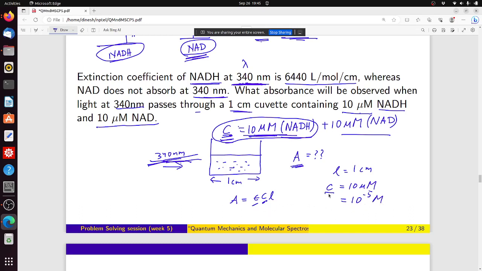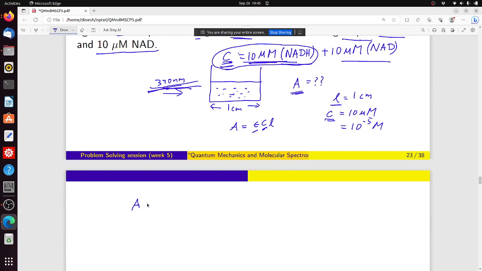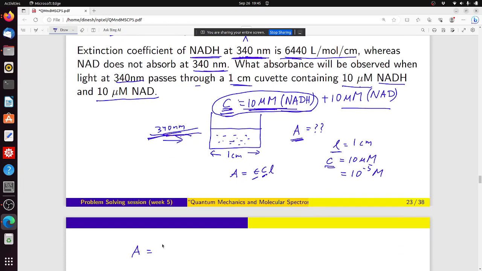Okay, so C we have, L we have, epsilon is already given. Then in that case, A we can calculate. Epsilon is 6440 times concentration 10 to the power minus 5 molar and length 1 centimeter. Okay, so this will be 6.44 times 10 to the power minus 8. Oh no, sorry.